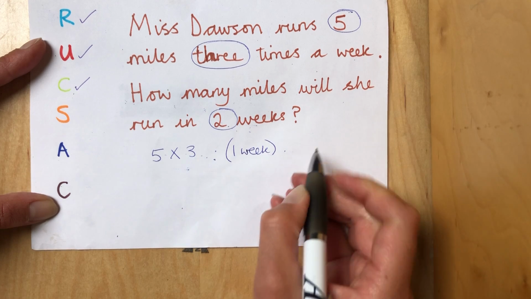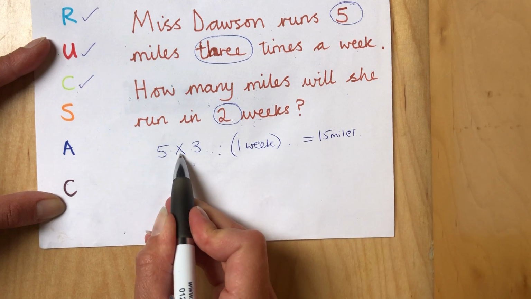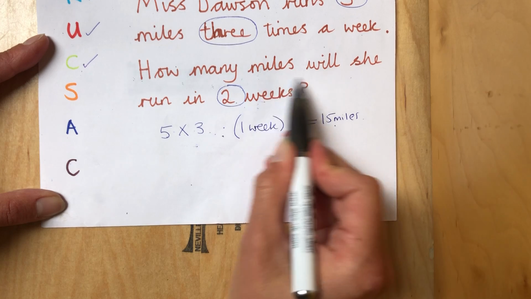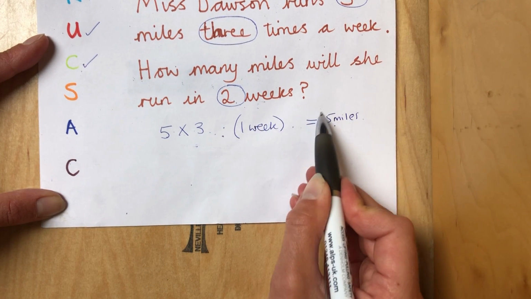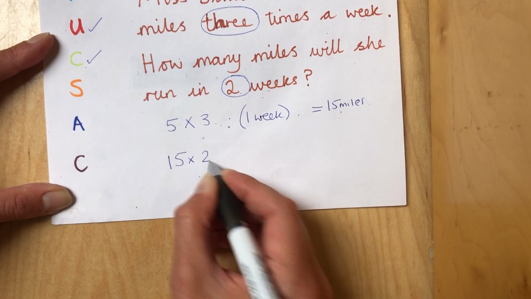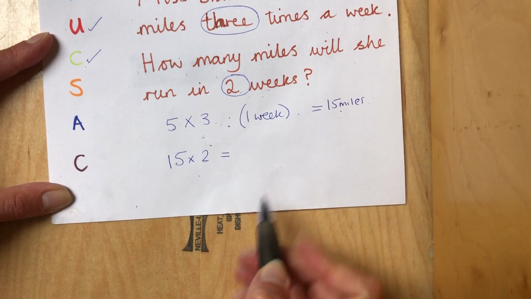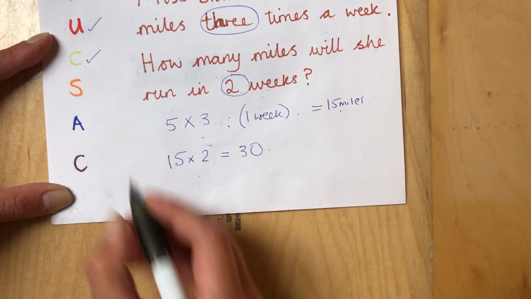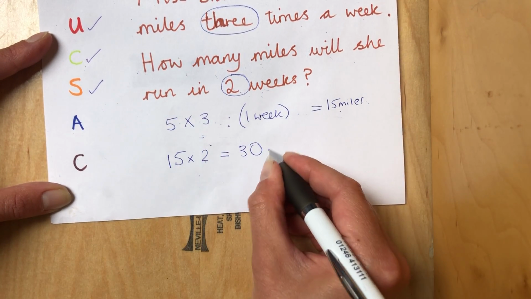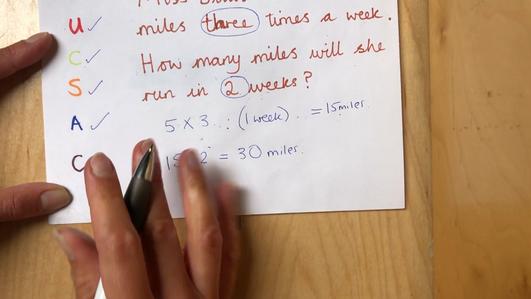So 5 lots of 3 miles will give us 15 miles, because I know that 5 times 3, or 3 times 5, gives us 15. Now, I need to know how many miles are in 2 weeks, so I'll need to double this answer. So, doubling is the same as timesing by 2. So I know that 2 lots of 15 are 30. So I have solved it. Now I need to answer it properly by adding miles on here, and now I can check it.